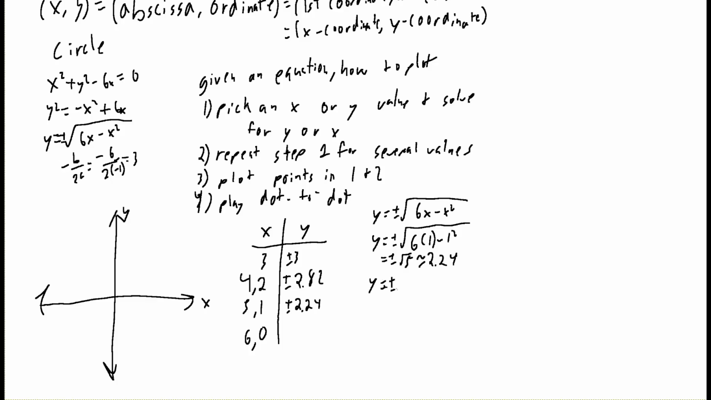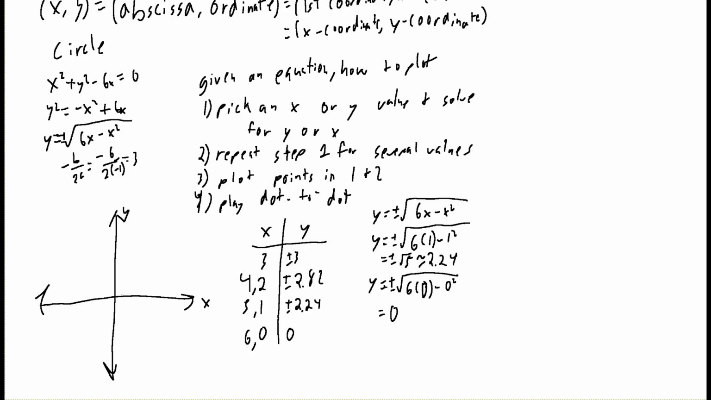And then the last one, y is equal to plus or minus the square root of 6 by 0 minus 0 squared. Well, 6 times 0 is 0, minus 0 squared is still 0, so the square root of 0 is just 0. And 0 is not signed, so 0. Unless you're working floating point, in which case that's a whole other story. Okay, so what we have here is a circle that has a diameter of 6, or a radius of 3, and is located at 0, 3.